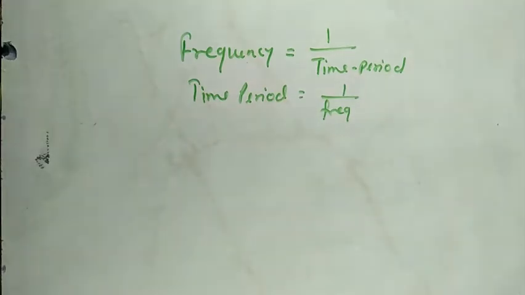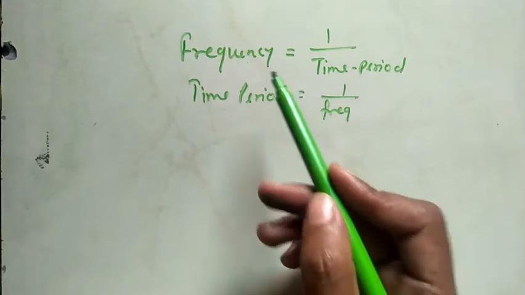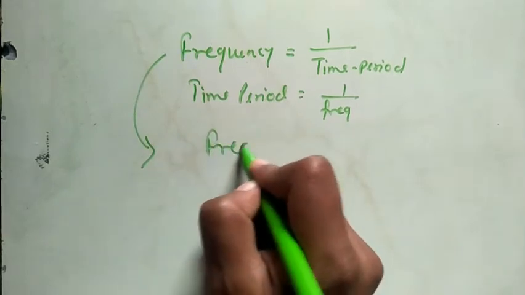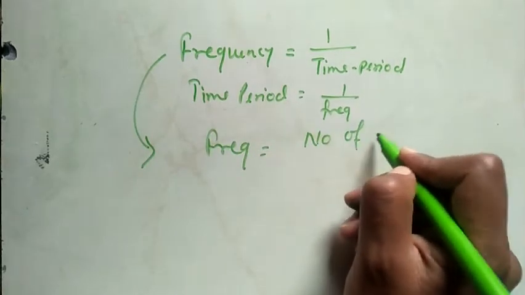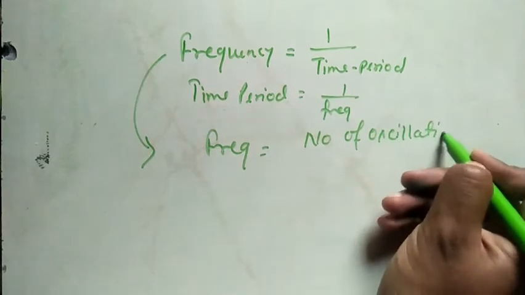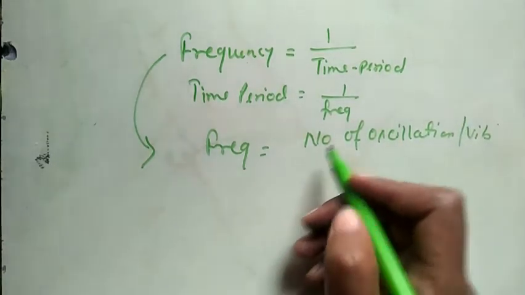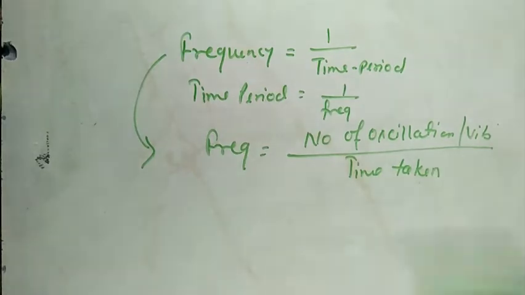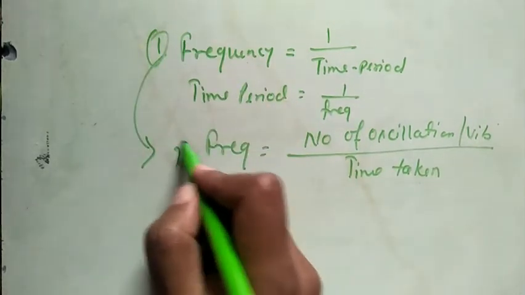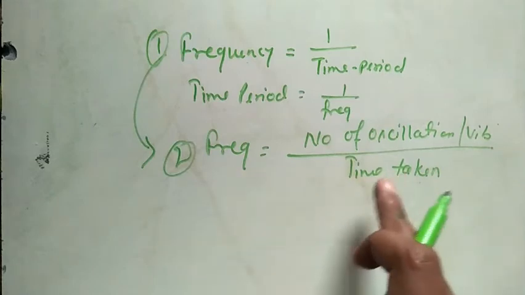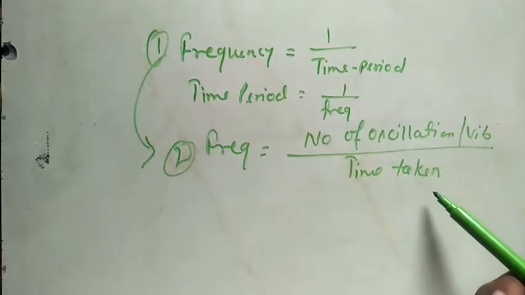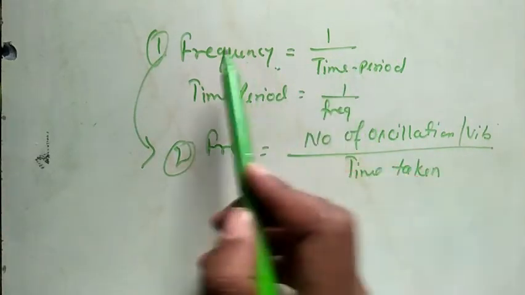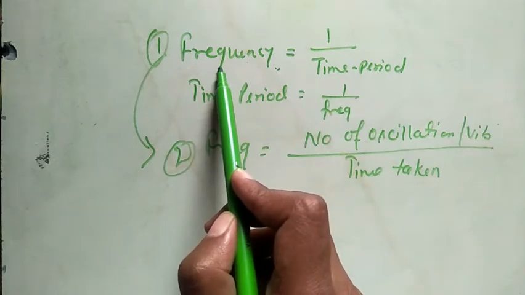Okay, but if time period is not given, only oscillation or vibration is given and time is given, then the formula of frequency equals number of oscillations or vibrations upon time taken, not time period, time taken. So this is the first formula and this is the second formula for frequency. This formula you use when oscillations and time is given, and this formula we use when time period is given. Then this is the formula for finding the frequency.